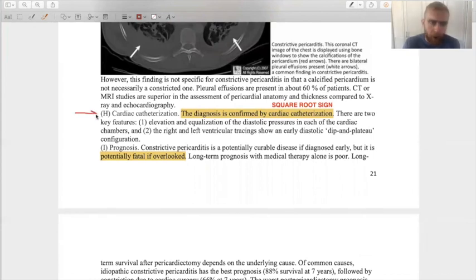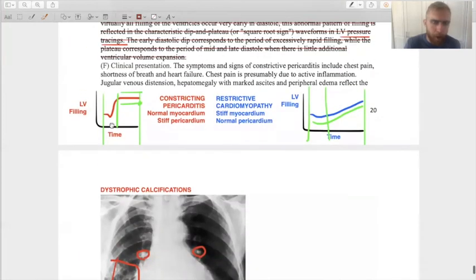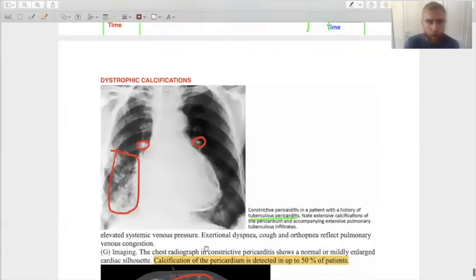One more point about the heart cath. Again, it's called the square root sign, what we just looked at up here, because it's shaped like a square root because it goes up and then it plateaus. And the reason it plateaus is not due to the myocardium, but due to the pericardium constricting it, versus the restrictive cardiomyopathy, which is not a square root sign. It's more like a Nike swoosh sign.